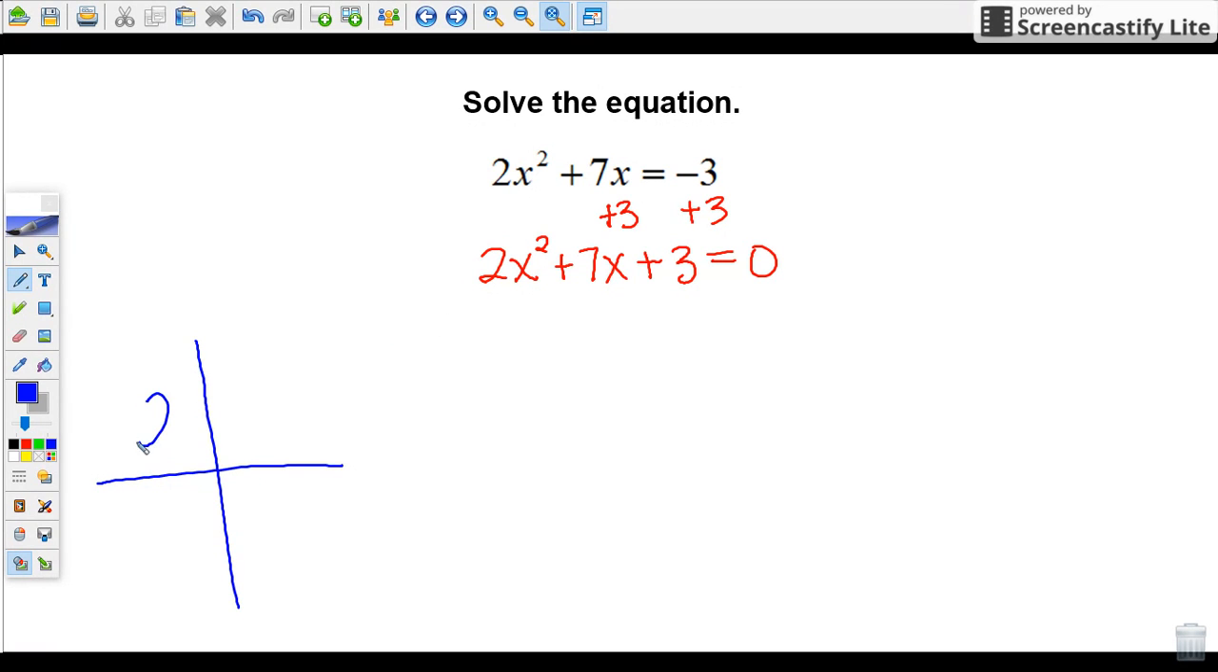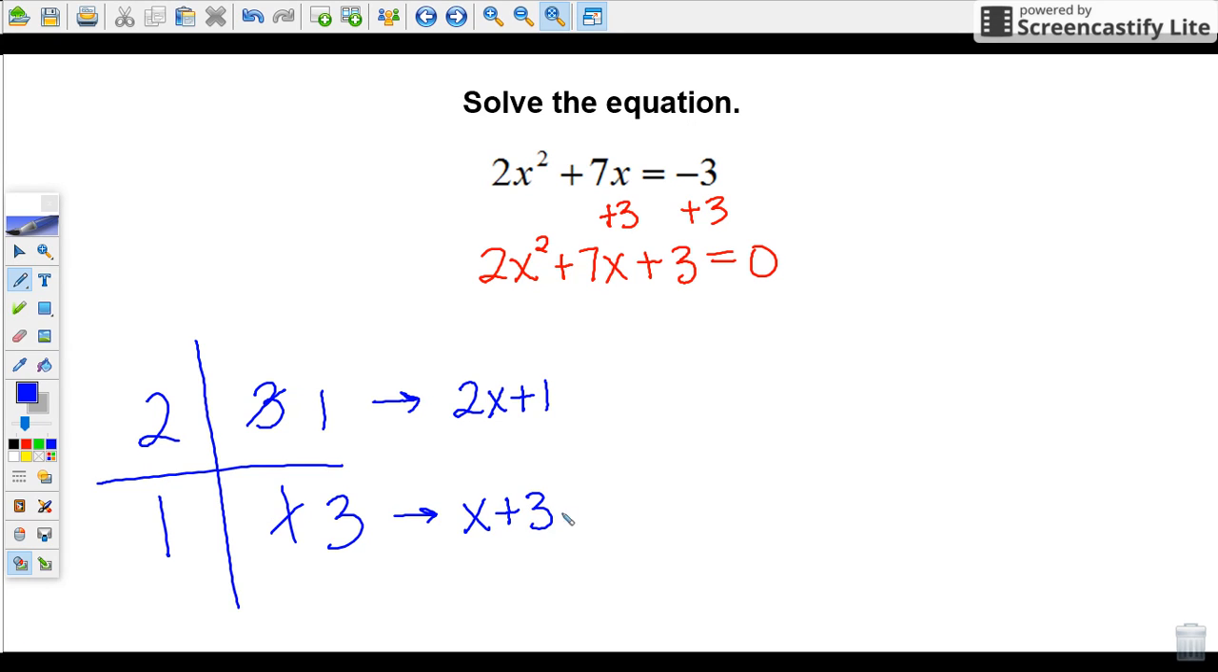Factors of 2 are 2 and 1. Factors of positive 3 are 3 and 1. Let's try it this way. 2 times 1 is 2. 1 times 3 is 3. 2 plus 3 is 5. Doesn't work, so let's try flipping these around. 2 times 3 is 6. 1 times 1 is 1. 6 plus 1 is 7. That's what I want. So here are my binomials. 2x plus 1, x plus 3.